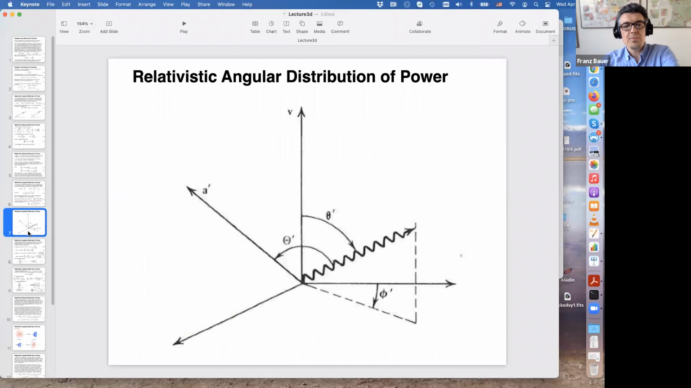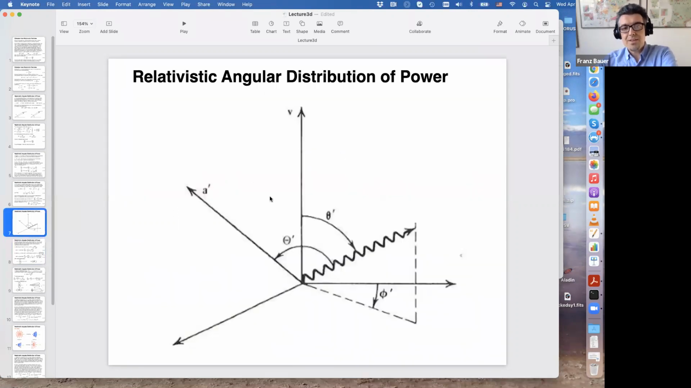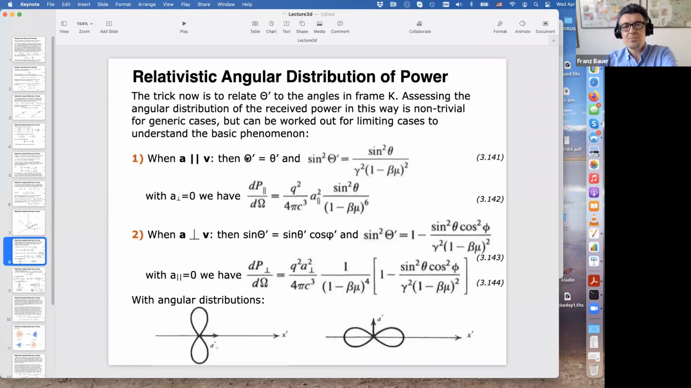And so we can go ahead and calculate it and give you a couple of different cases. In a couple of extreme cases, when the acceleration is purely parallel to the velocity of the moving frames, this all simplifies down to something like this. We end up with this expression for how the power is coming out from the parallel component of the acceleration. And likewise, we can do the same thing for acceleration in the perpendicular direction only.